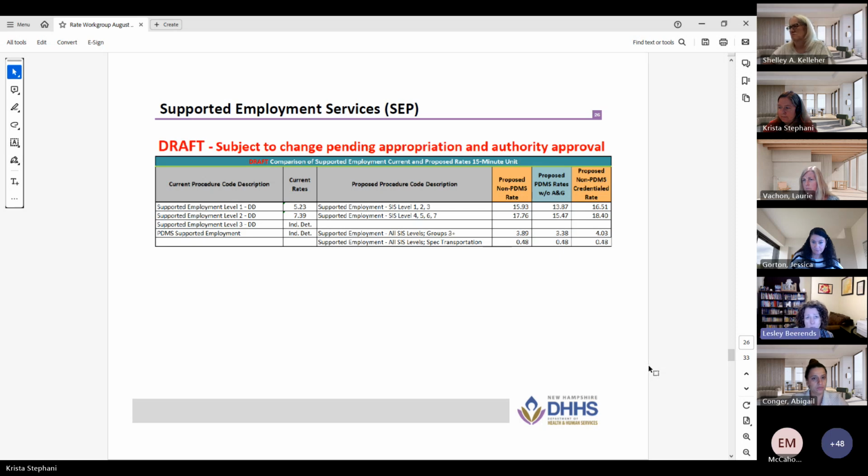Once again, there's a proposed group rate that would start at groups of 3 or more. And once again, we have that specialized transportation add-on, which I don't know if I talked about, we have the specialized transportation add-on for CSS as well. We do not have that for respite.